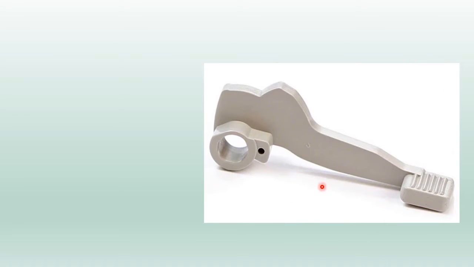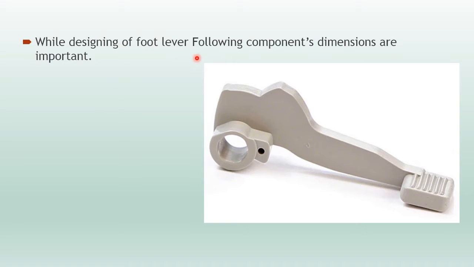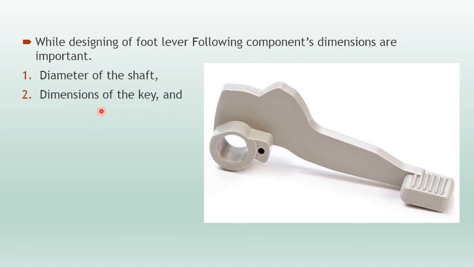Now consider this simple illustration of a foot lever which contains a pedal over here for foot pressing, a simple arm and a circular shaped boss. Inside this boss a shaft is fitted. So while designing a foot lever, the following components' dimensions are important. The first one is the diameter of the shaft, which is fitted inside this boss. Then the dimensions of the key.